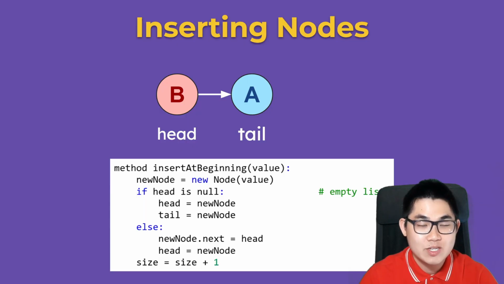So here is the pseudocode for inserting nodes at the beginning. We start off by creating the new node, then check if the list is empty. If it's not empty, then we connect the new node to the head. So that's what this does. New node.next points to the head, and now we update the pointer. So point the head to the new node. And finally, you need to increase the size variable. So the size variable keeps track of the number of nodes currently inside the list. When you insert a new node, you need to increase the size as well.